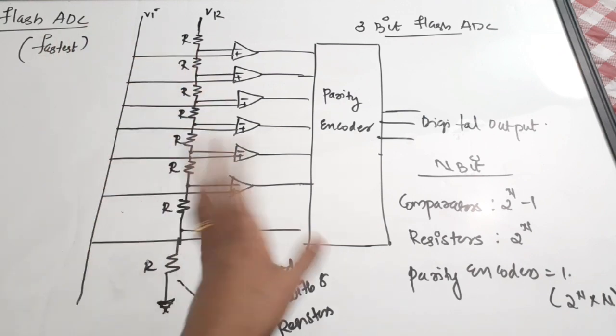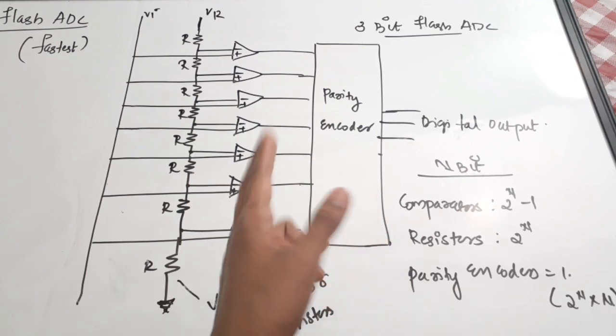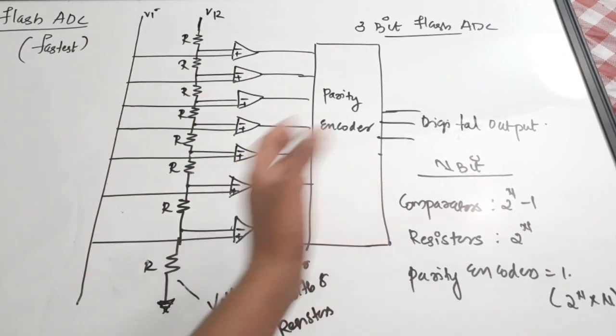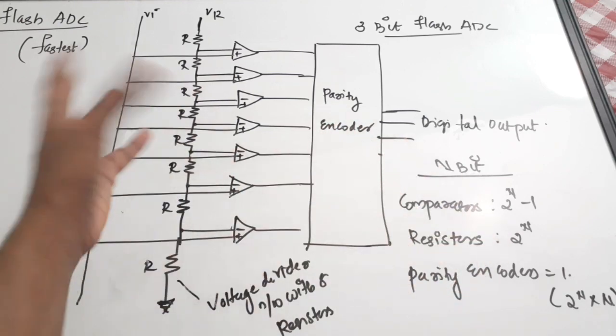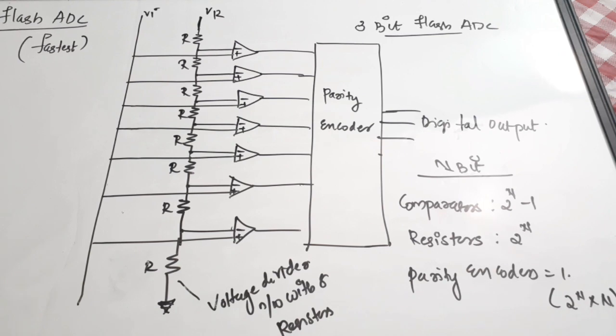The comparator output is given to the parity encoder, and the parity encoder will produce, just like any other encoder, the approximate digital representation of your signal. This type of ADC is also called a parallel comparator type ADC or a simultaneous converter ADC. So these are the two names given to this ADC.